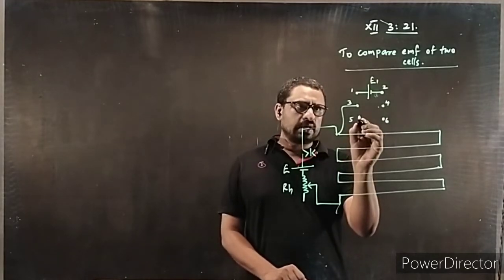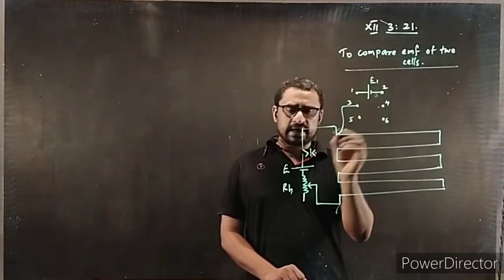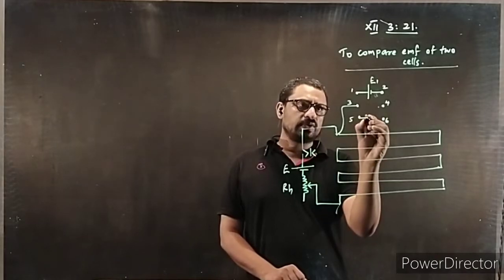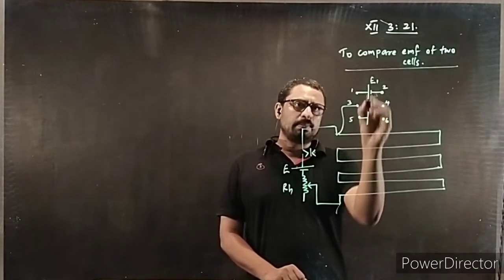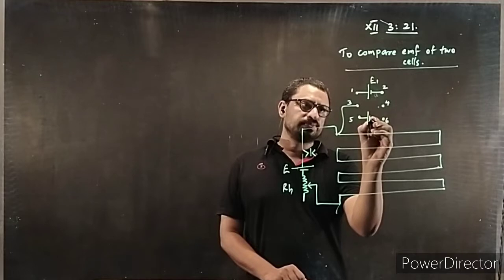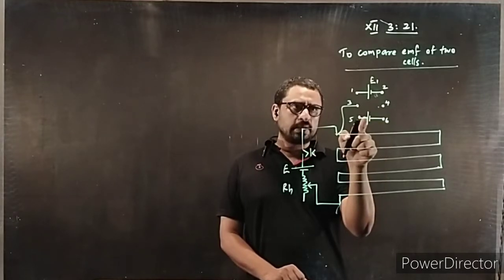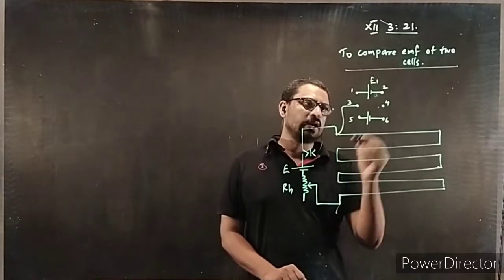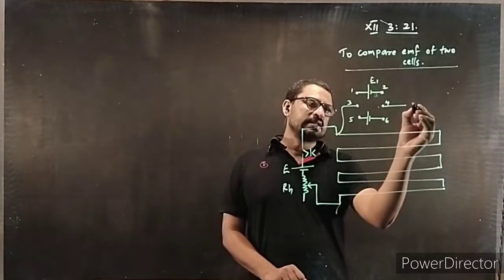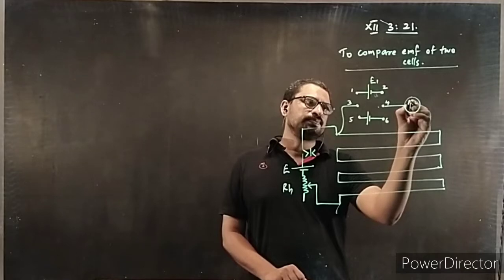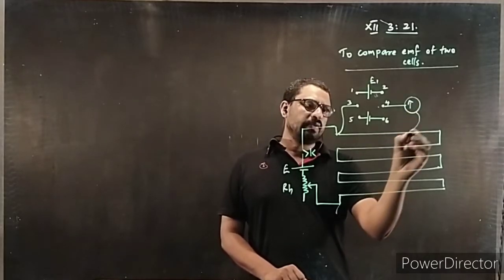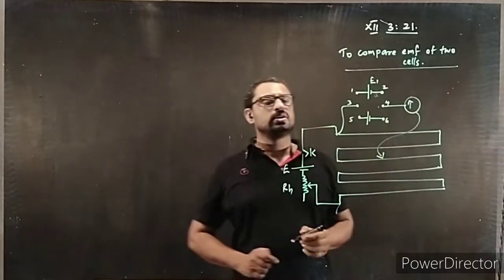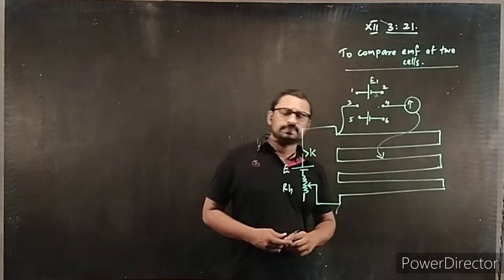And next between 5 and 6 there is another EMF E2. Actually we have to compare E1 and E2. Again, the connection should be like positive connected to positive. It is a must. Otherwise you will get wrong answers. Next is the galvanometer, right? And the variable contact, jockey. That's all.